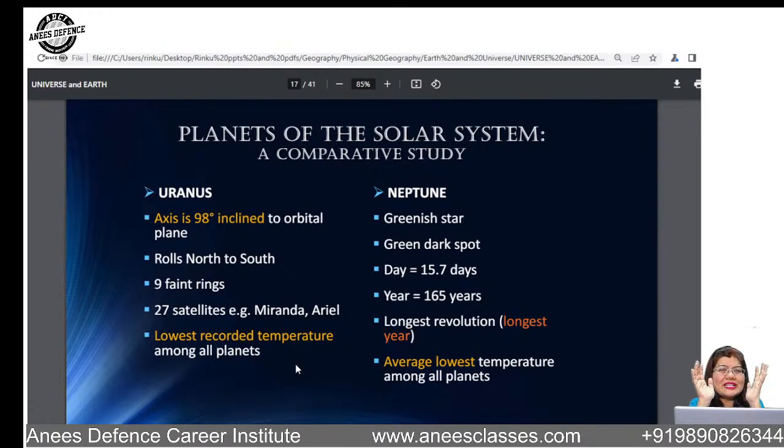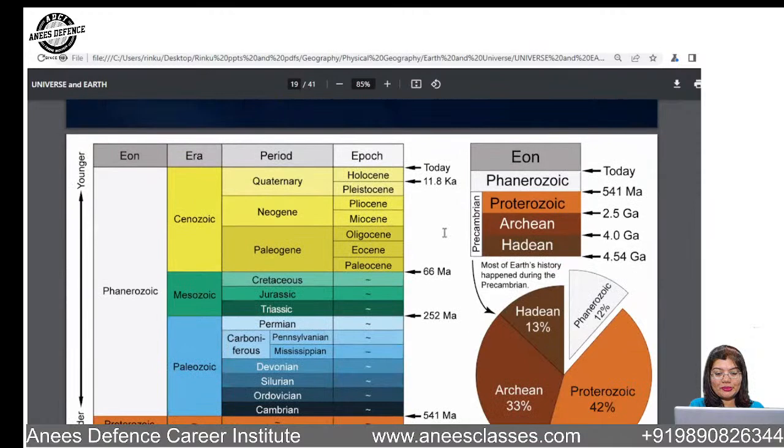Okay, Neptune also happens to have a green spot on it. Neptune also happens to have a very short day. Like we discussed, the spin speeds are faster, so the time to complete an entire rotation around itself will be lesser. Meanwhile, Neptune also lies the farthest in the solar system from the sun, so the period of revolution of Neptune will be the greatest. It will have the longest revolution in the solar system, and hence the longest year also, which is 165 Earth years. Okay, these are all the planets together. This is the study of all the planets.